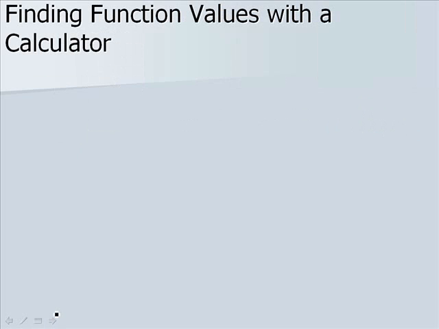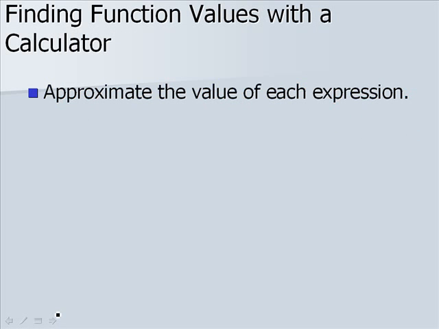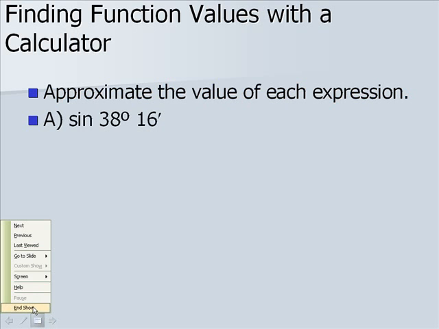Now let's find some function values using our calculator. We want to approximate the value of each expression. First, we want to take the sine of 38 degrees 16 minutes. So let's open up our calculator.